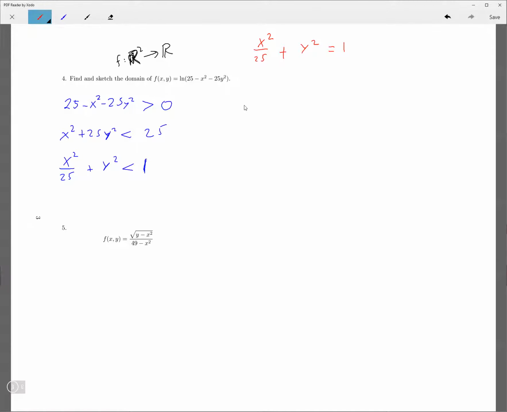Yes. And you're going to go out by 5 on the x-axis and up and down 1 on the y-axis, right? Not 25, 5. It'll go out by 5 on that. So it's going to look like this. This is going to be the boundary of your thing. And this right here means it's going to be the inside, because less than means your set is going to be the inside of this. Okay, so in the pictures, it's going to be the bottom right picture.